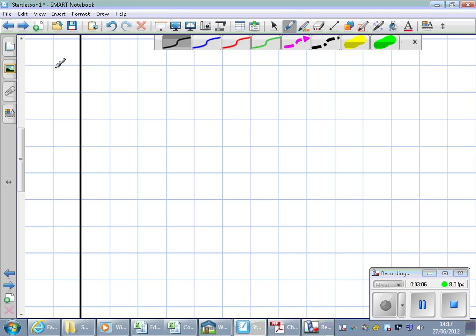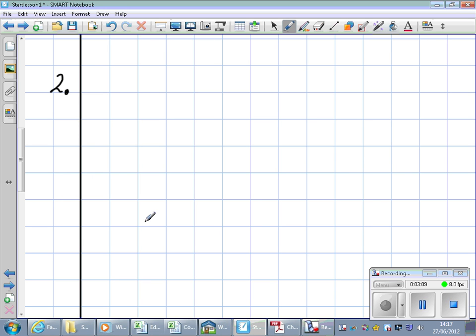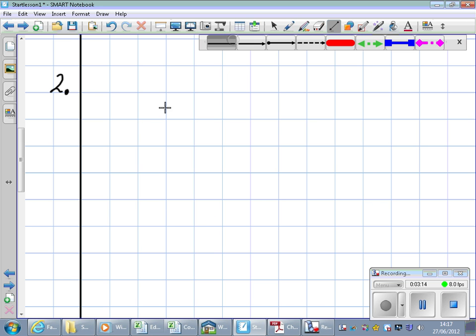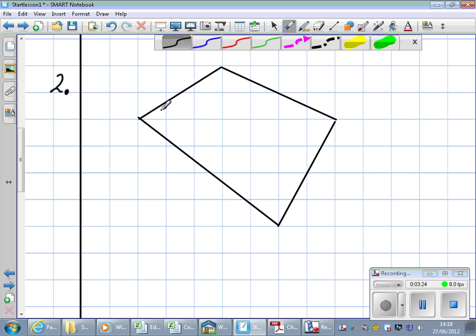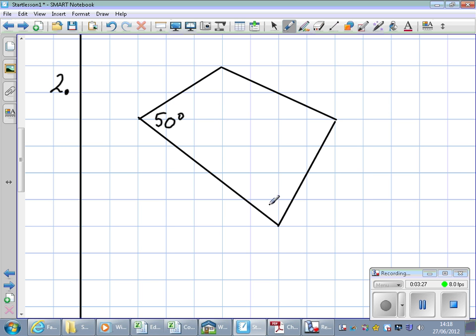Right, now I mentioned polygons. They're two-dimensional flat shapes with a number of straight sides. Let's look at a four-sided polygon. These are not to scale. Now, another name for a four-sided polygon is a quadrilateral. Any polygon with four sides is called a quadrilateral.